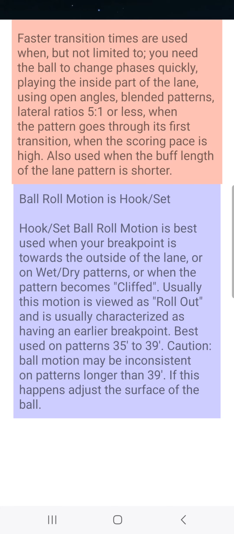Hook set ball roll motion is best used when the break point is towards the outside of the lane, or on wet-dry patterns, or when the pattern becomes cliffed. Usually this motion is viewed as roll up. So yeah, that's actually a classic old motion. You don't see much hook set anymore. You see a lot of that with the older guys though. I think I watched a thing on Bull O'Neill on the weekend. He had a hook set motion. Anyway, I digress once more.